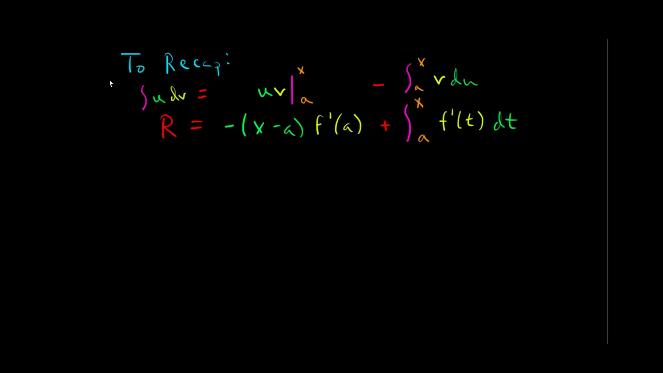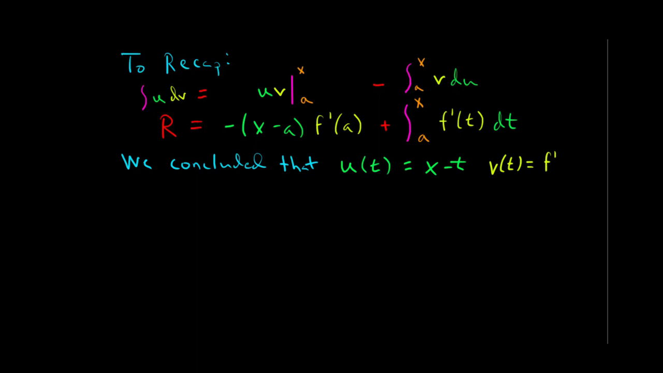And we work backwards to figure out u and v. When we do that, we concluded that u of t must equal x minus t, and v of t must equal f prime of t. Differentiating then, dv dt is f double prime of t, and dv just equals f double prime of t dt. And now we can plug that into our integration by parts formula.